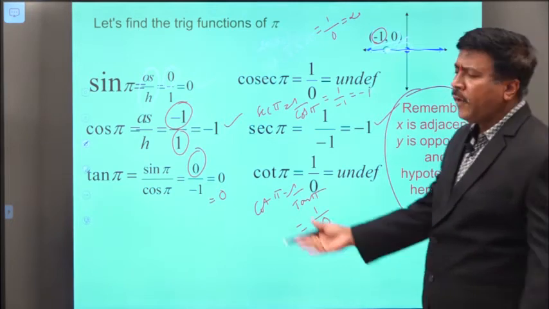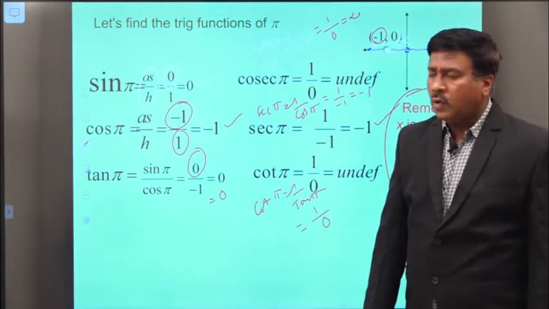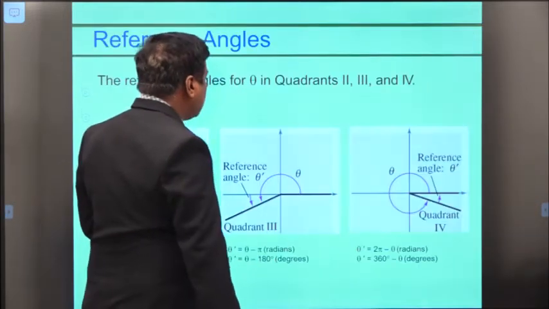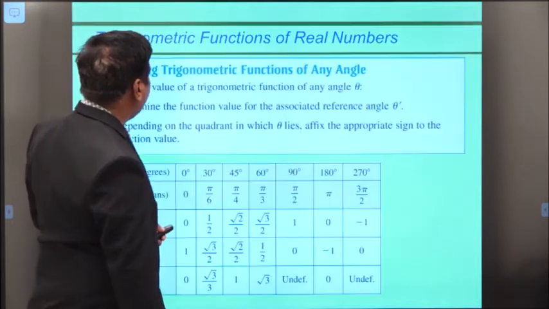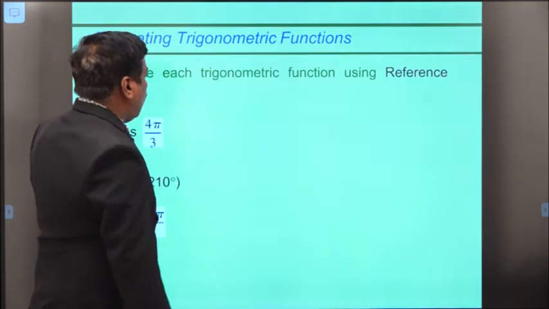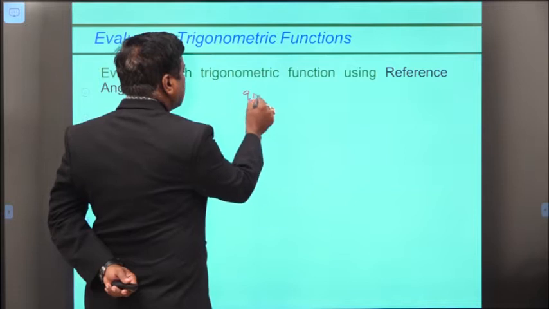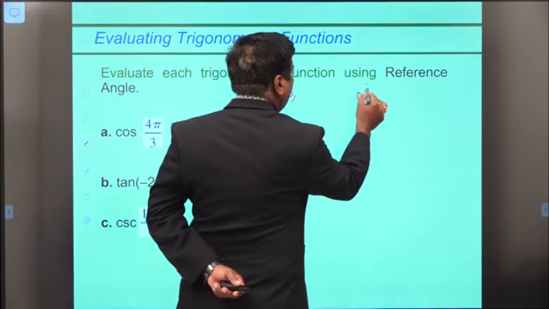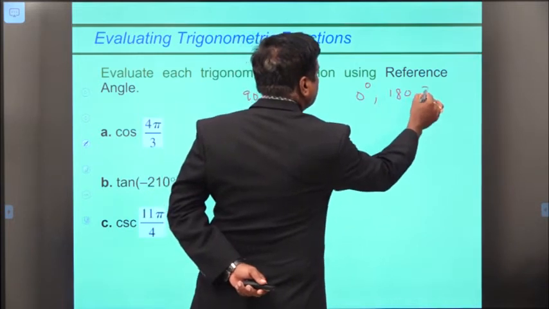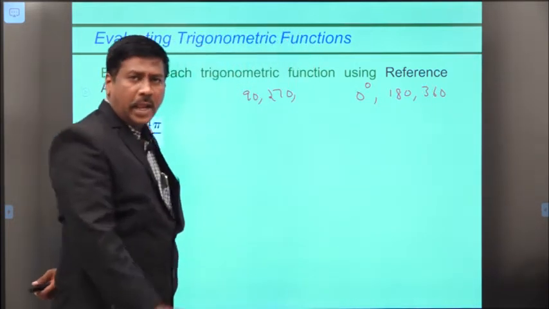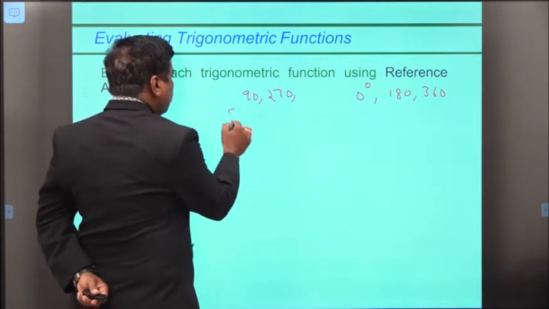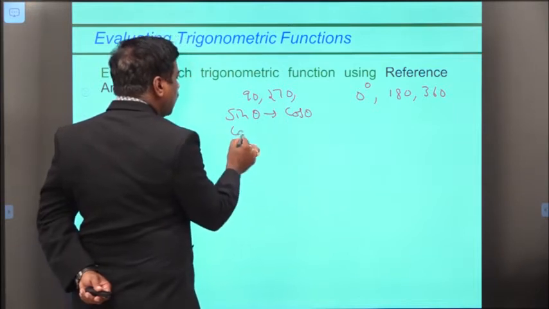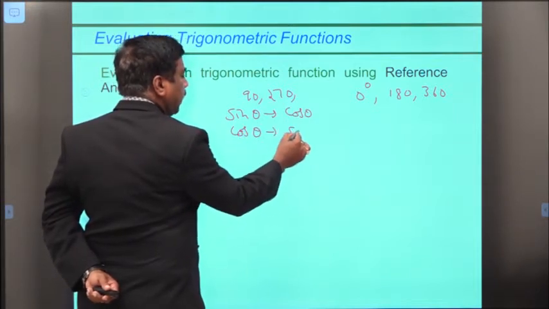Suppose you find this difficult, we can evaluate these values using this method also. At 90 degrees and 270 degrees, and at 0 degrees, 180 degrees and 360 degrees, in these angles we have to assume that sin theta is transformed to cos theta and cos theta is transformed to sin theta.